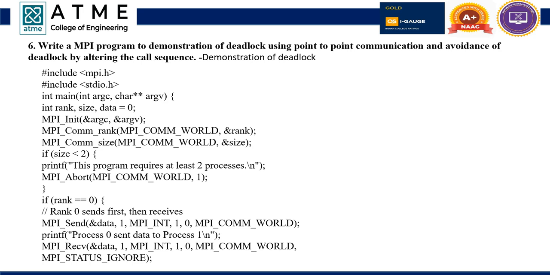Let us see the sixth program. The program says: write an MPI program to demonstrate deadlock using point to point communication and avoidance of deadlock by altering the call sequence. So here we get two programs. One is deadlock avoidance and the other one is demonstration of deadlock. First, let us see what is deadlock.